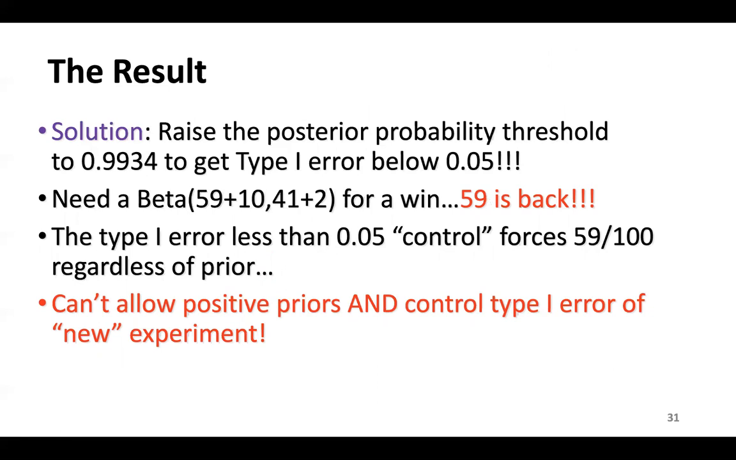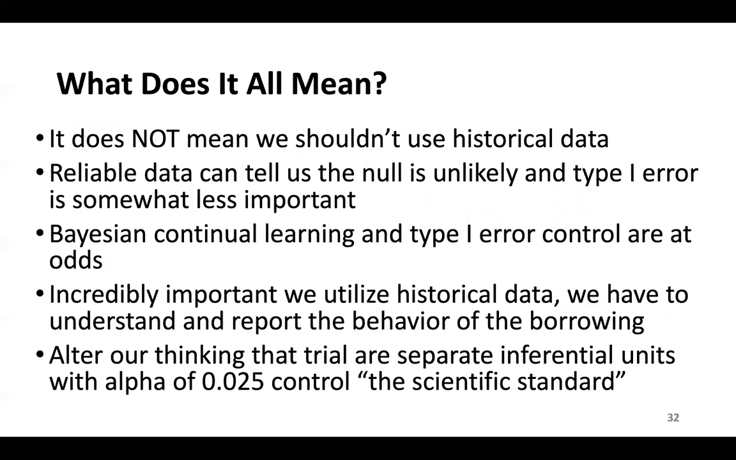So if my type 1 error drives my threshold, it's essentially saying you need 59 out of 100. I don't care what historical data you have. It doesn't matter. 59 out of 100 is always the answer to type 1 error. Hence the conclusion that you can't use positive data and control type 1 error at the same level. You can't get its benefit and control type 1 error. The two things are at odds to one another.